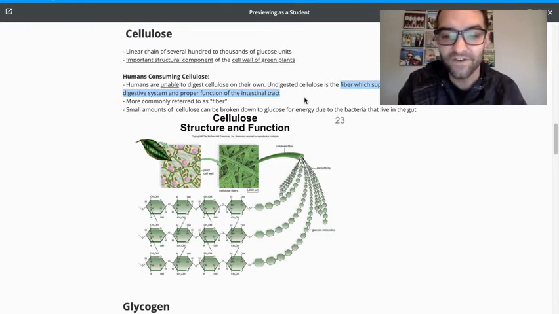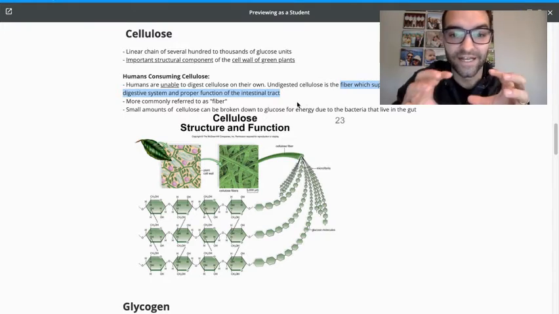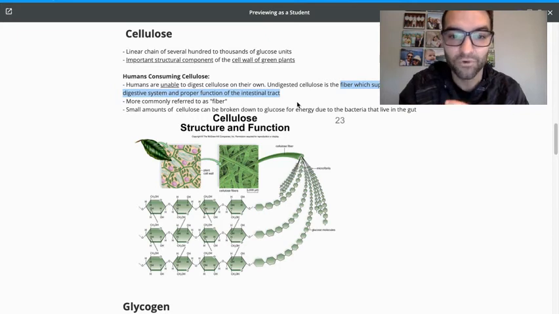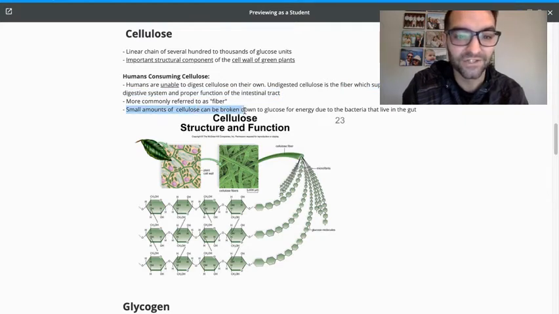If you don't have enough fiber, awkwardly enough, you're going to have runny stool or diarrhea, right? So fiber really helps the digestive tract properly break food and reformat the food to make a good poop. So again, more commonly referred to as fiber and small cellulose.